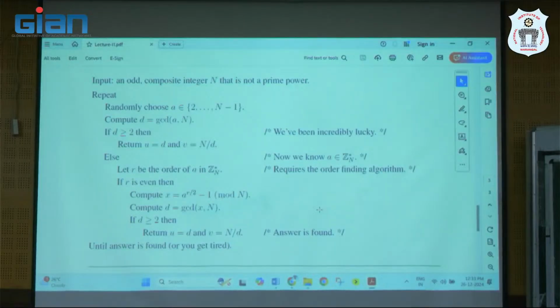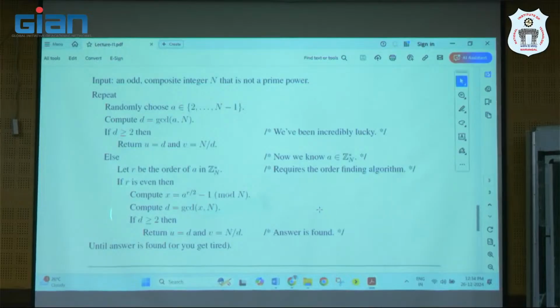Now, suppose that is not the case. That means A is co-prime to n. Okay, GCD we can find, we have this algorithm for that, Euclid's algorithm. Now because A is co-prime to N, A is in Z star N, agreed? So now you find R, the order of A in Z star N, using the order finding algorithm, agreed?